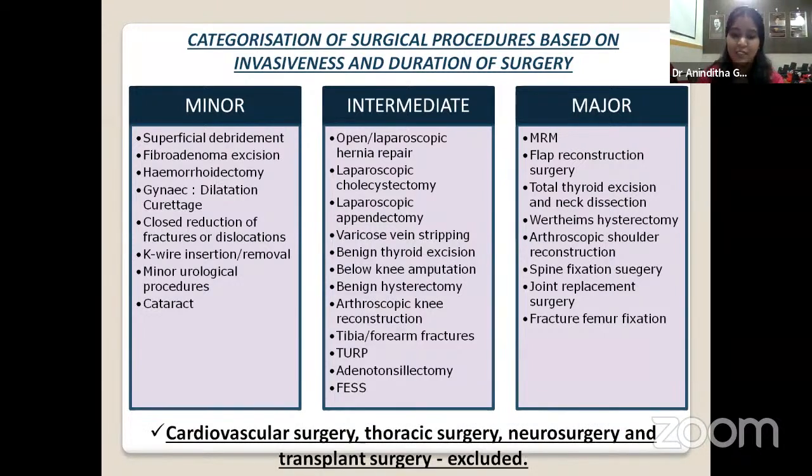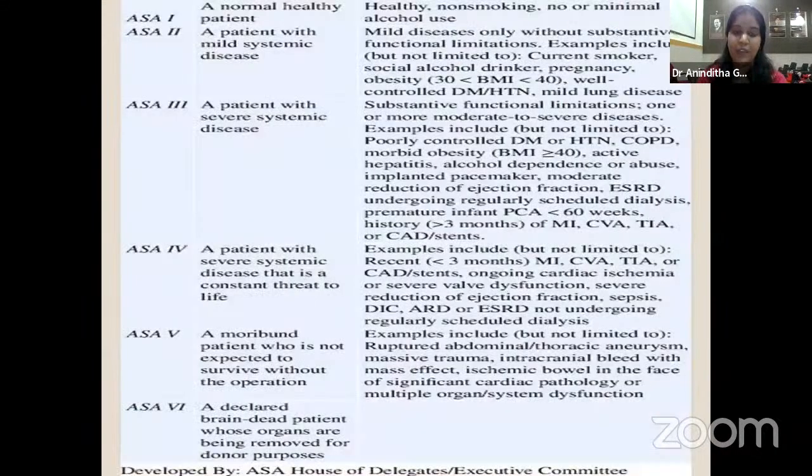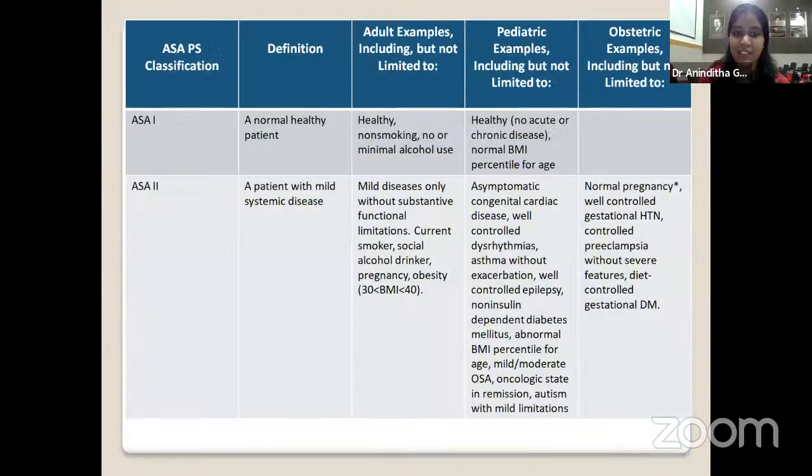So the main point is that neurosurgery, transplant surgery, and cardiothoracic surgeries were not included. This is a table showing the ASA guidelines, which were updated in 2014. I will only elaborate on ASA 1 and 2, since that is what is required to formulate these guidelines. So ASA 1 is a normal healthy patient, like we all know, and adult examples include a healthy non-smoking individual or patients with minimal alcohol use. Pediatric examples: kids with no acute or chronic disease who come under the normal BMI percentile for age. ASA 2 includes a patient with mild systemic disease.